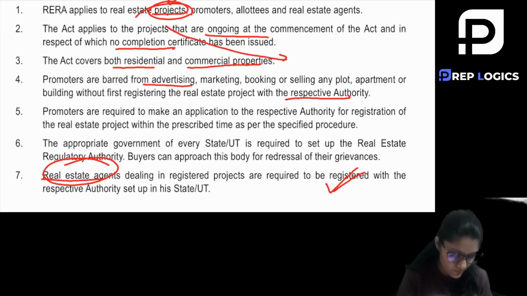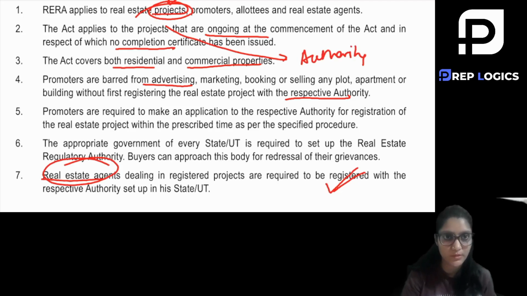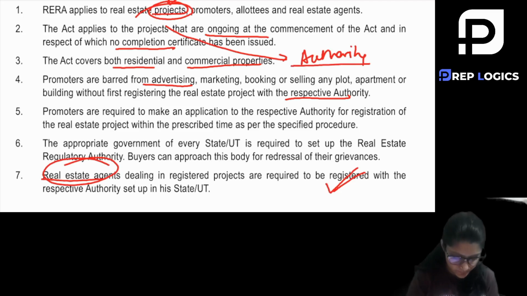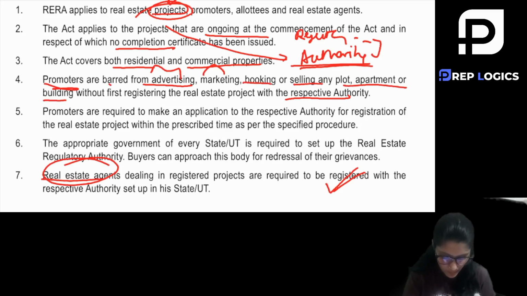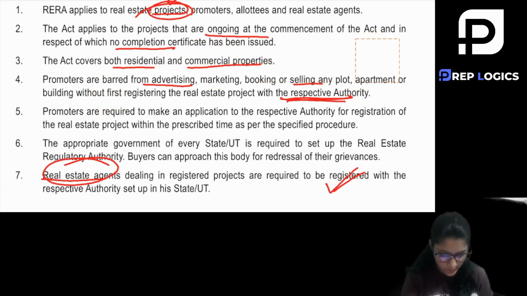Now, I have told you that these real estate projects need to be registered with the authority, so that the authority can get to know what kind of project is actually being built. If someone has not registered their project with the authority, what will be the consequences? The promoter is not able to advertise, market, book or sell a plot, apartment or building without first registering the real estate project with the respective authority.